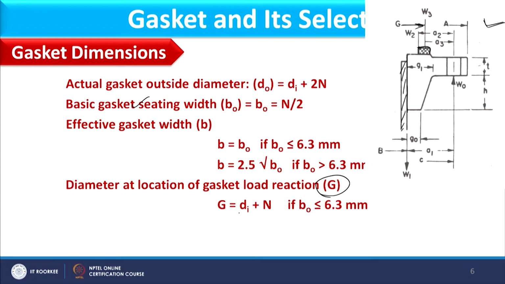Okay. So, in this case G would be di plus n. So, what is di? Di is basically this diameter, which is the inner diameter of gasket. Okay. This is d out. So, di plus n we can consider when b0 is less than or equal to 6.3. Otherwise, we can see G as d0 minus 2b. So, in this way we calculate the diameter where load on gasket will work.